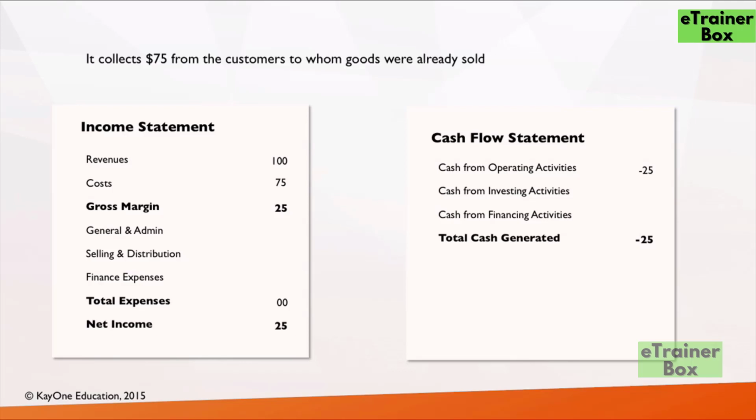Next, it collects $75 from customers to whom the goods were already sold. So as far as the income statement is concerned, there is no transaction because the revenue has already been accounted. Whereas in the cash flow statement, the operating activities, which was minus 25, now become plus 50. Minus 25 plus 75 equal to plus 50. And therefore the total cash generated is $50.